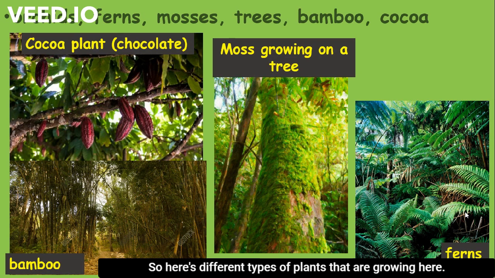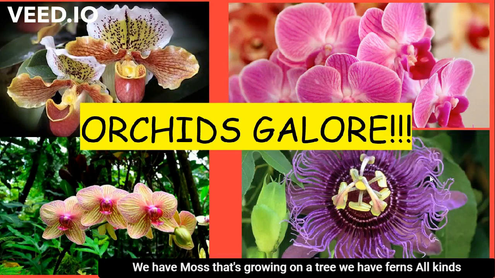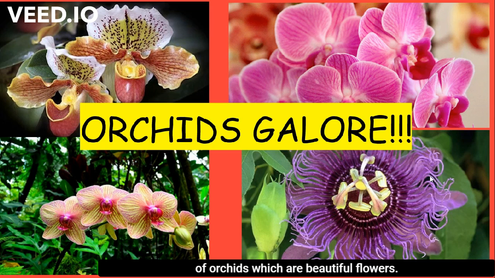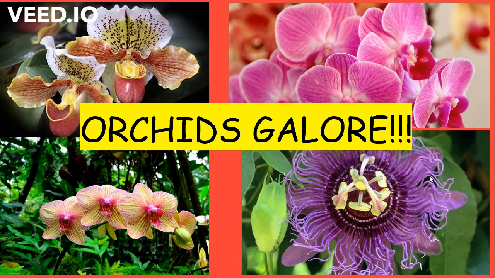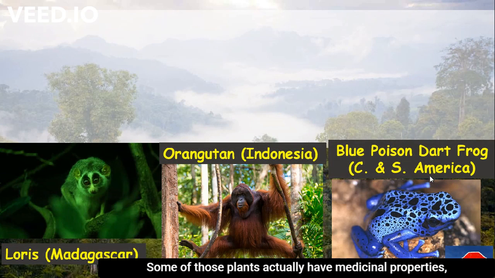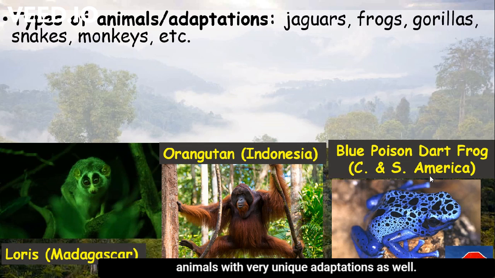So here's different types of plants that are growing here. Here's the cocoa plant, which makes chocolate. We have bamboo and more rainforests in parts of Asia. Here we have moss that's growing on a tree. We have ferns, all kinds of orchids, which are beautiful flowers. Some of those plants actually have medicinal properties, which we'll talk more about later in the following unit, looking at biodiversity. And looking at the animals, very distinct animals with very unique adaptations as well.